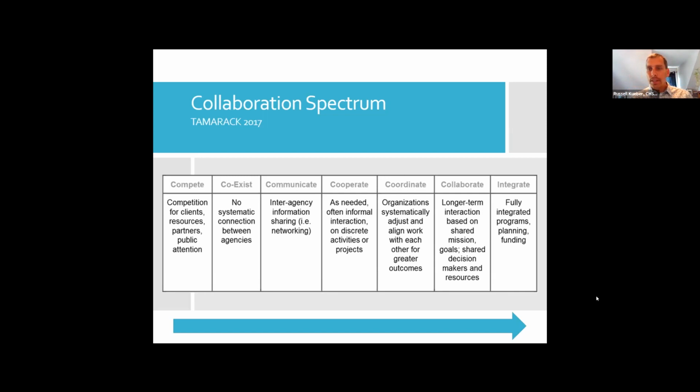If you're interested, it's Tamarack. That's a website and an organization in Canada that provides a lot of community development support to a lot of organizations, nonprofits across Canada. You'll see it referred to often as a partnership continuum, a collaboration spectrum.